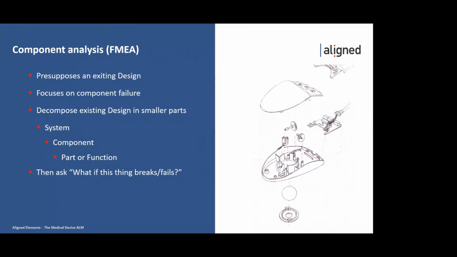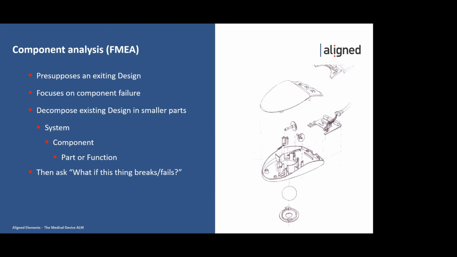Now, maybe the most common risk identification method I see in my experience is the one that stems from the FMEA. Here the idea is that we take a given design of a device. So we know what the device looks like, we know its parts, we know what the parts are made of, we know how the parts are connected. Basically, we have a thing, and we can now decompose this thing into smaller parts. And then we can ask ourselves, what happens if this thing breaks or fails?